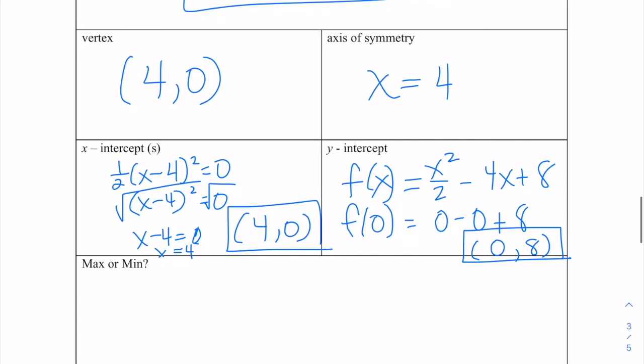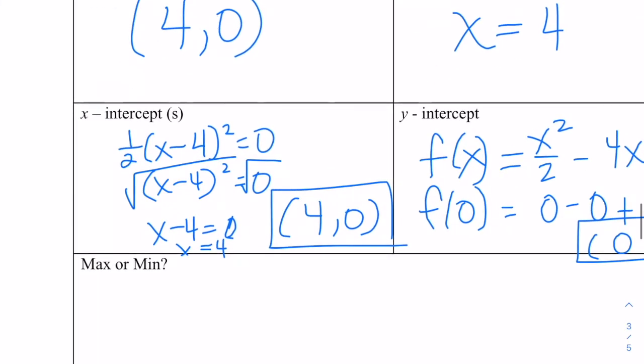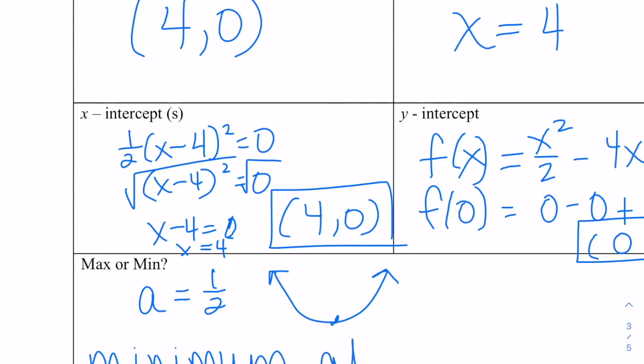Now this parabola has an a value of positive 1/2. We know it's going to open up. We also know that 4 is going to be a double root. So that's going to be a minimum when y equals 0.